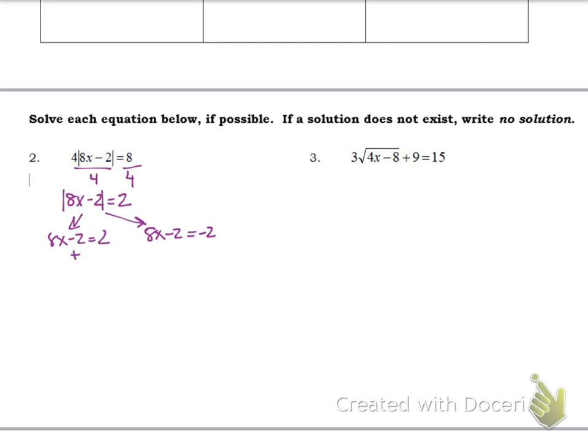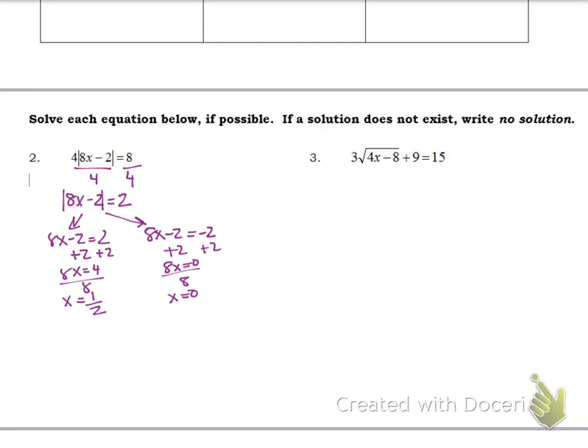So we're going to add 2, divide by 8. So I'd get 4 over 8, which simplifies to 1/2. This one, if I add 2, divide by 8, I'll get 0. So you always flip what's past that equal sign.